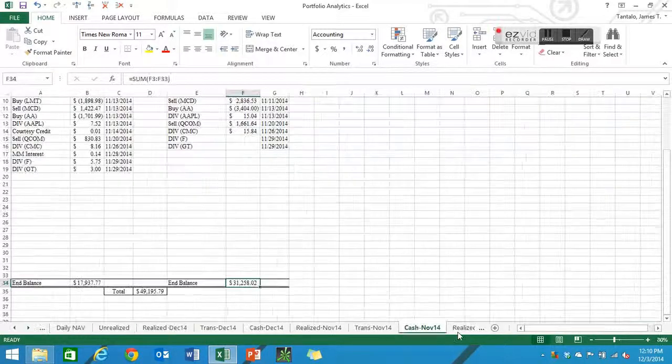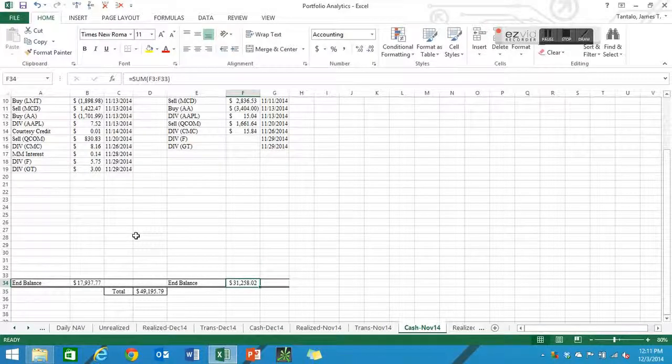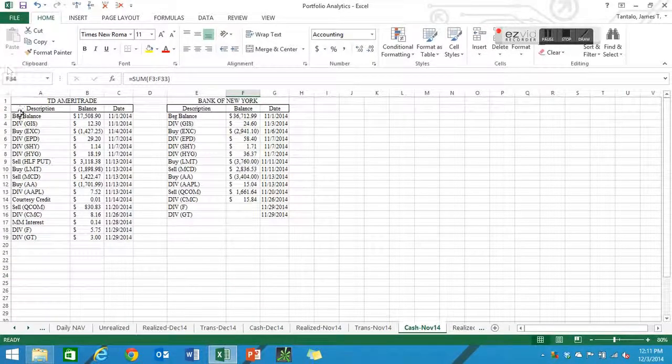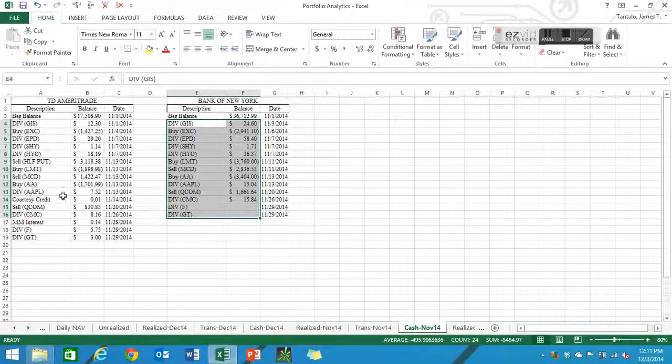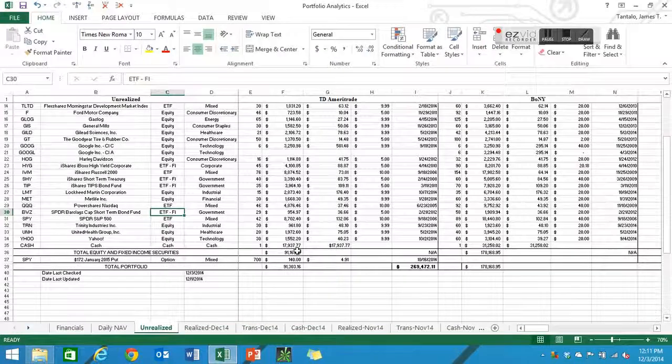Lastly, we'll look at the cash for November. This tab shows us our beginning value, so how much cash we had at the beginning of the month, and we add and subtract all of our activity through the month, which is all in these columns, and gives us our ending balance, which we total up. And these go into our unrealized tab right here and right here to give us an accurate reading of how much cash we have.